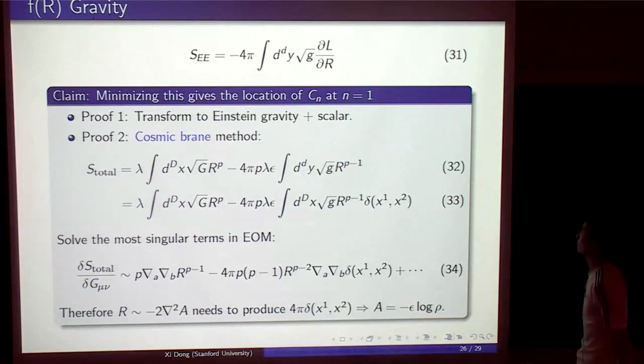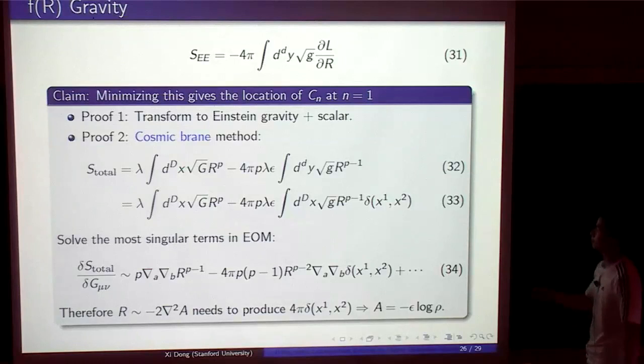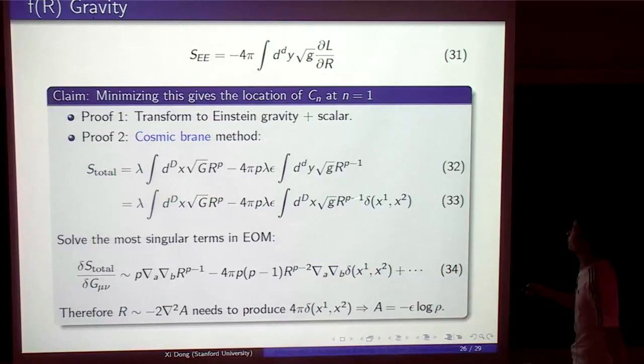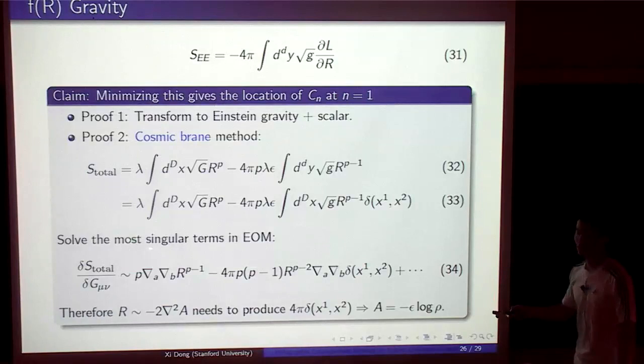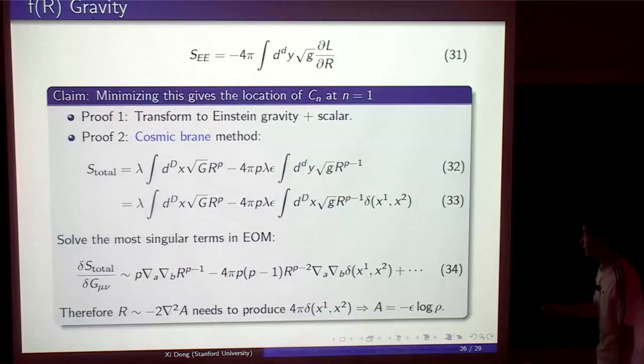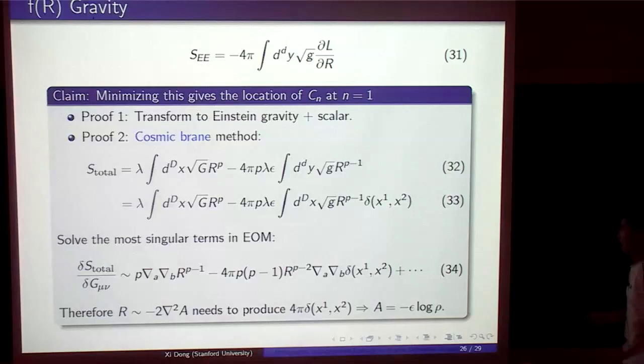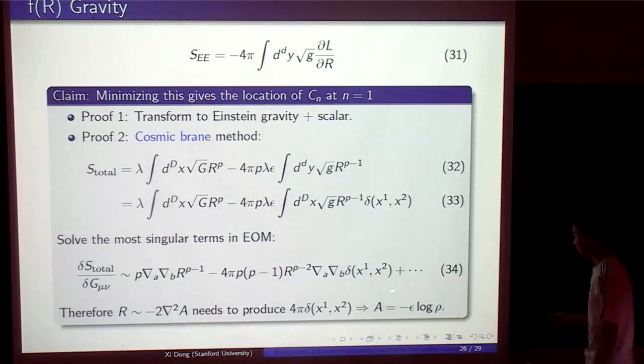There's a way to see this from the cosmic brane method, where we simply combine this action with the brane action, where the brane action is simply the entanglement entropy, and we show that this gives the right conical defect. The way we show that is we look at the most singular terms in the equation of motion. The most singular term in the conical geometry is expected to be that one of the Riemann tensors contributes a delta function. So this is the equation, and one of these can contribute a delta function, and we can simply match the delta function and derive the conical defect. So in general, this could be a strategy for deriving the cosmic brane action for general theories of higher derivative gravity. In this case, it's particularly simple because everything is just a Ricci scalar.